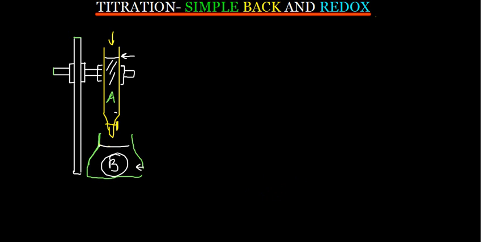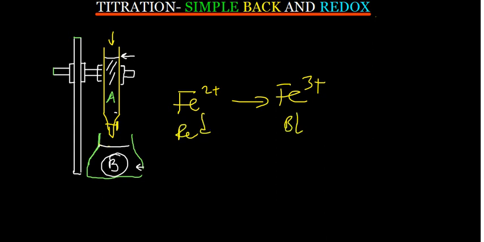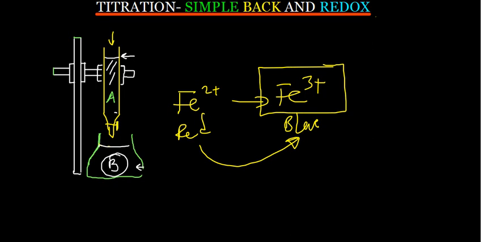And for redox reactions, each ion has got its own color. When ion 2 plus changes to ion 3 plus, you are going to be able to determine it. For example, if ion 2 plus is red and ion 3 plus is blue, and the reaction happens, you see the color changing from red to blue, just know that this one has been formed. So for a redox titration, you don't use any indicator. What determines that you've reached the end point is the color change of the ions.